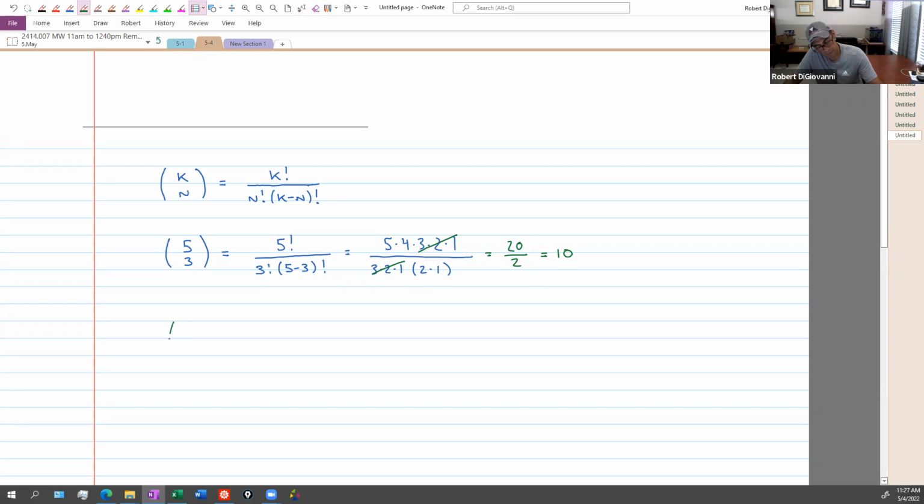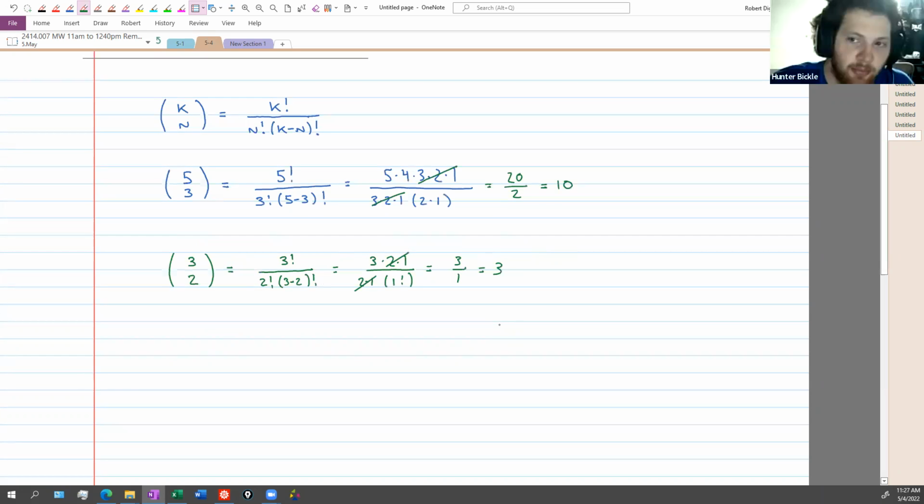Let me give you another one. What if I do that? This will be 3 factorial over 2 factorial, 3 minus 2 factorial. So 3 factorial is 3 times 2 times 1 over 2 times 1, and then 1 factorial. The 2 times 1 cancels, and you just get 3 over 1, which is 3. So this is a weird operation.